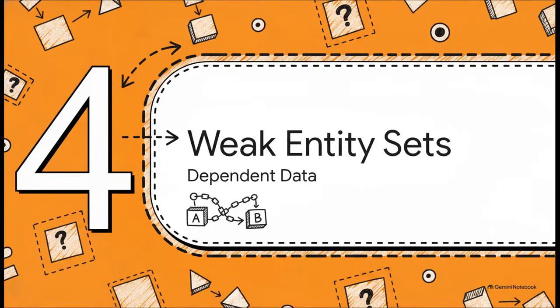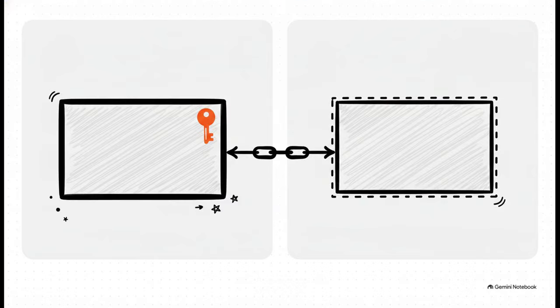But what happens when the data just cannot stand on its own? Let's shift our focus to Section 4, weak entity sets, our dependent data. Let's compare the two. A strong entity set has a primary key and exists totally independently. A weak entity set, on the other hand, absolutely lacks a primary key. It simply cannot uniquely identify its entities without some outside help. Because of this, it is entirely existence-dependent on a strong entity just to survive in the database.